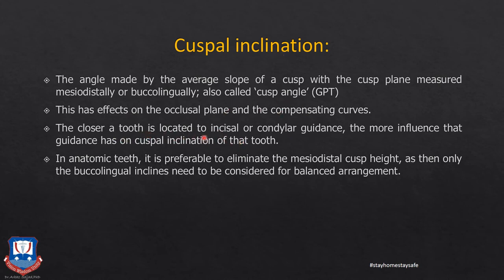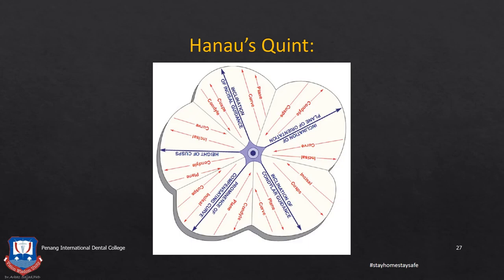The closer a tooth is located to the condylar guidance, the more influence the guidance has on the cuspal inclination. In anatomic teeth, it is preferable to eliminate the mesiodistal cuspal inclines, and only buccolingual inclines need to be considered for balanced arrangement. So this is a Hanau quint which I mentioned earlier, and all the five factors, such as the condylar guidance, the incisal guidance, the plane of occlusion, the cuspal inclination, and the compensating curve, are determining factors in balanced occlusion.